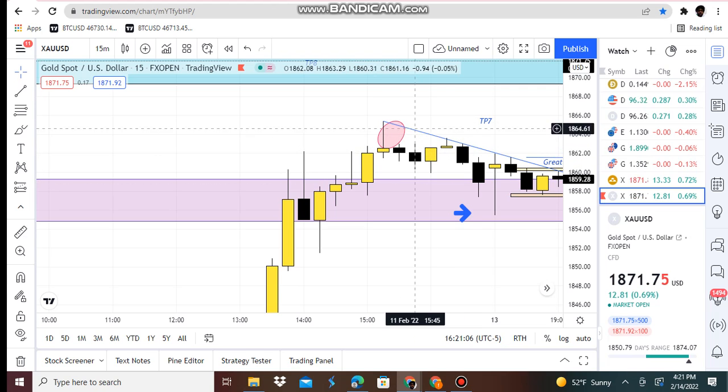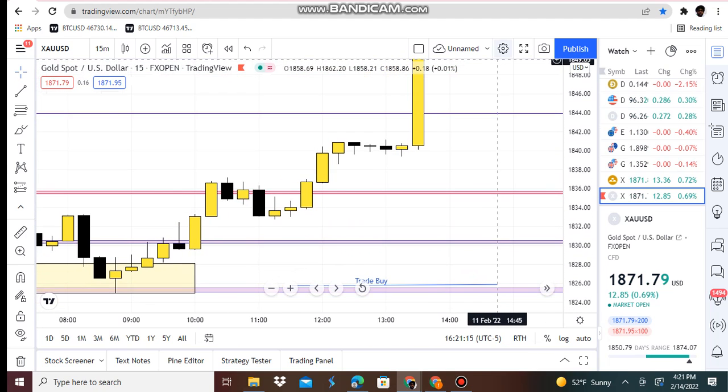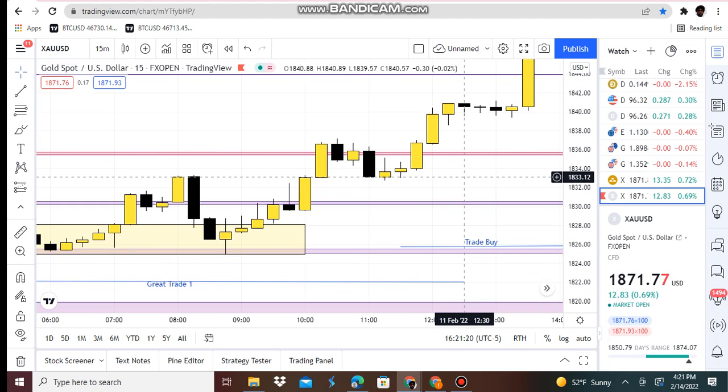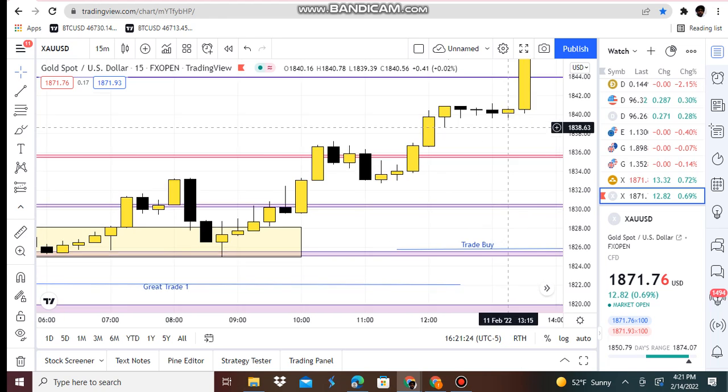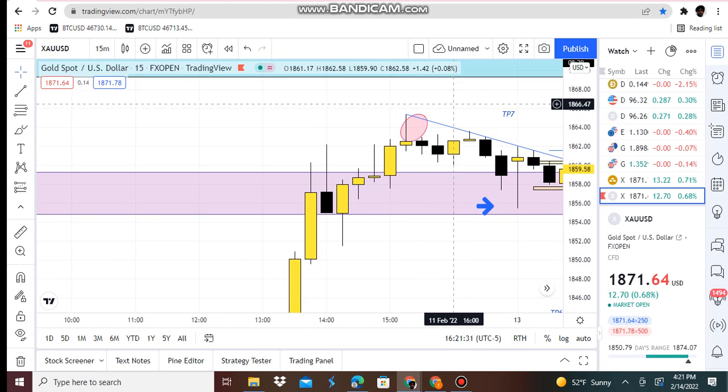When we see smaller candlesticks at especially our take profit 7 level, at our psychological level, after this major uptrend, all the way from about 1821 all the way up to take profit 7 at 1865. Major move, depending on your lot size, could have easily been 20 grand, 30 grand, 50 grand, 100 grand, a couple hundred, couple thousand easily.